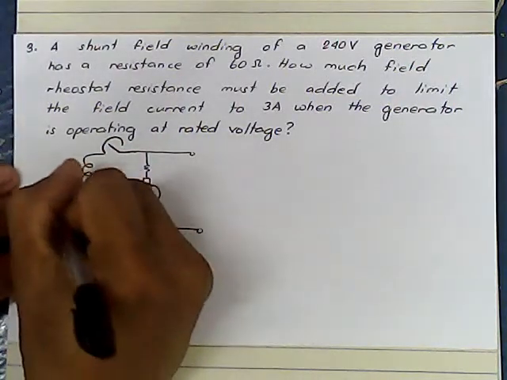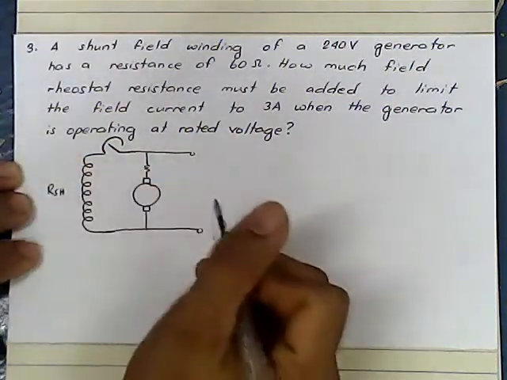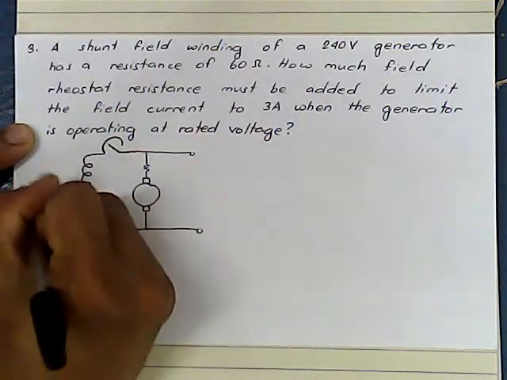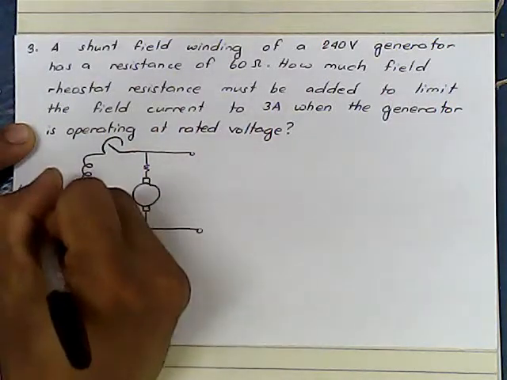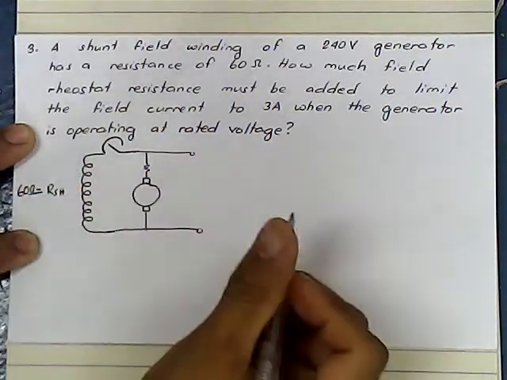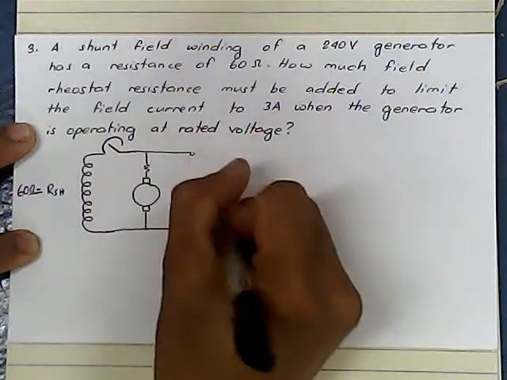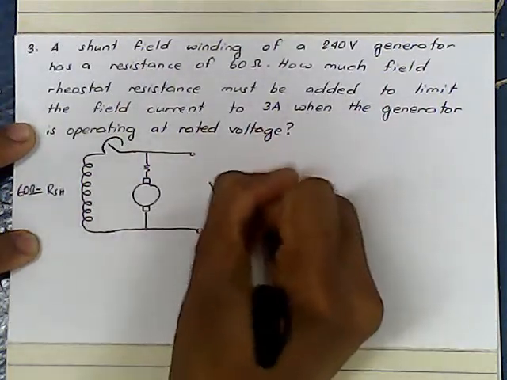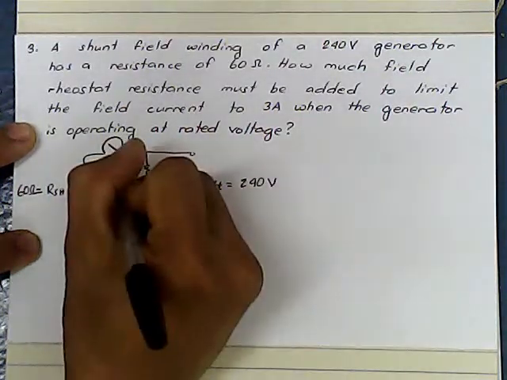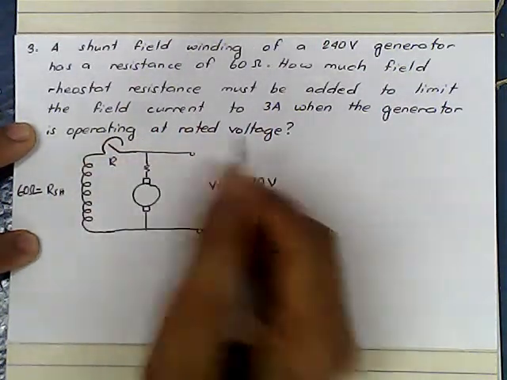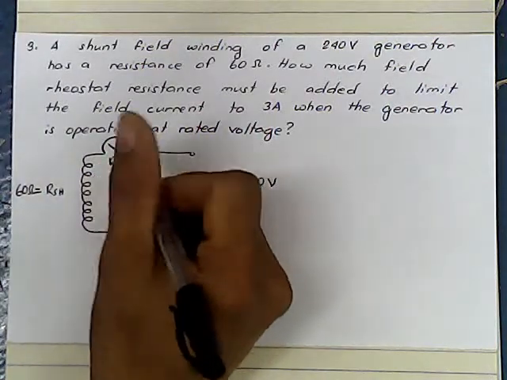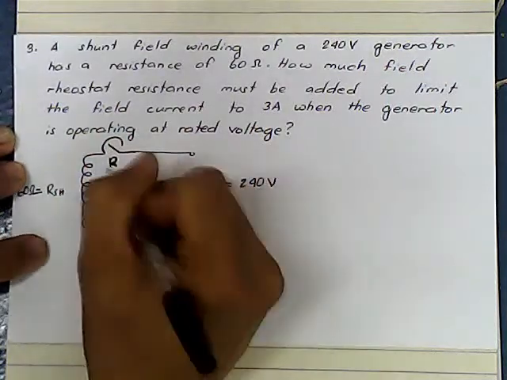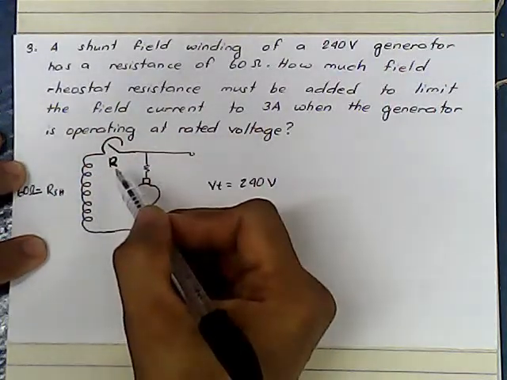So meron tayo dito yung RSH. Ang RSH natin, that is given as 60 ohms. Next, here we have the terminal voltage. The terminal voltage is given as 240 volts. Tapos meron tayo dito yung sa may resistance para sa ating rheostat. Let us denote that as R.